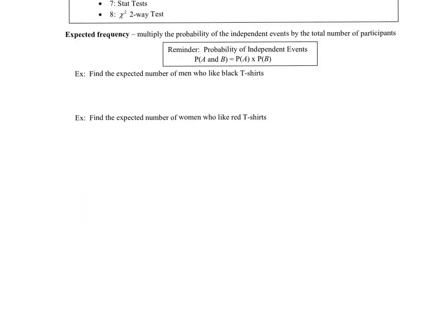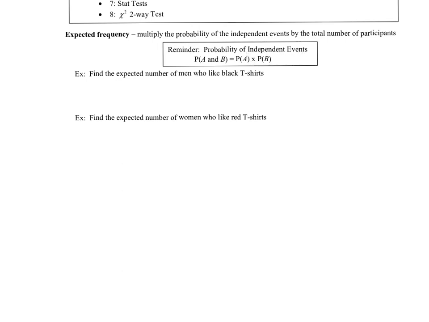Okay, let's talk about expected frequency. So expected frequency is when we multiply the probability of two independent events. We'll talk about how to do that in a second. So we take the probability of two independent events and we multiply it by the total number of participants. So let's talk about how to find the probability of independent events. You may have studied this in a previous course.